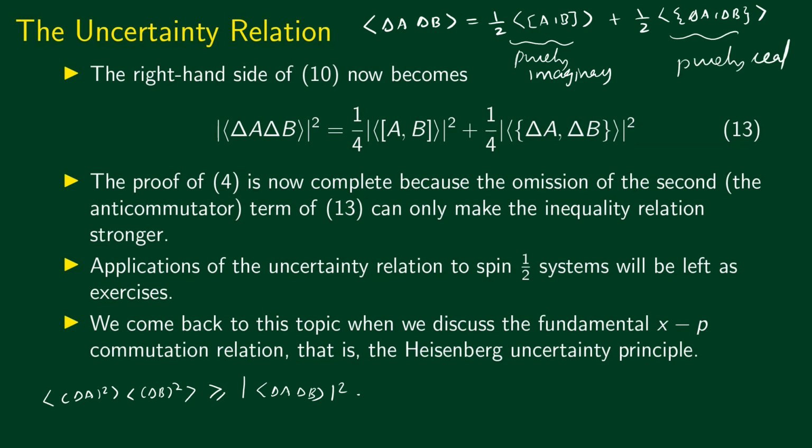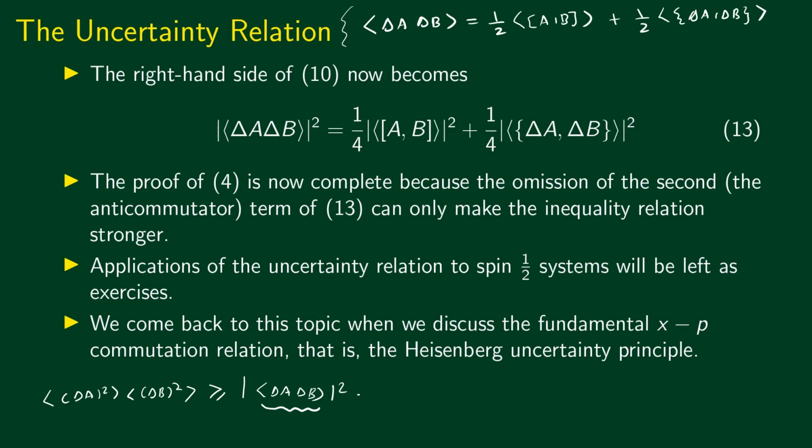Why we need this is to substitute in the expression that we found earlier. We had found earlier using the Schwarz inequality that the expectation value of delta A squared multiplied by the expectation value of delta B squared is greater than or equal to the modulus squared of the expectation value of delta A delta B. This we had already found from the Schwarz inequality. Now what we have done is that we have calculated the expectation value of delta A delta B to be in this form. One is purely imaginary and the other one is purely real.